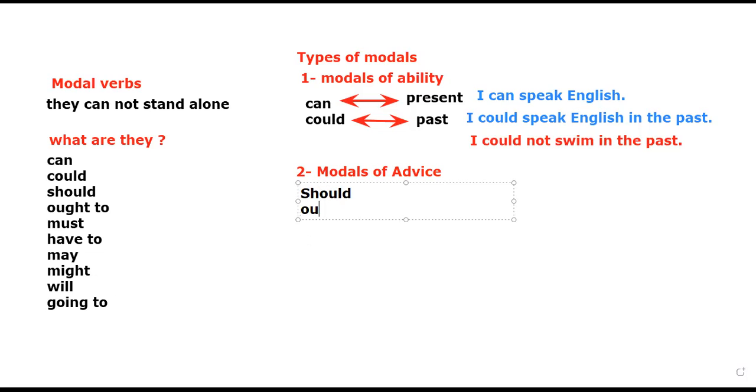Should and ought to. By the way, GH are silent. G and H are silent in the second word. So we say ought to. The difference between should and ought to: ought to is much stronger. Okay, so let me just give you an example.